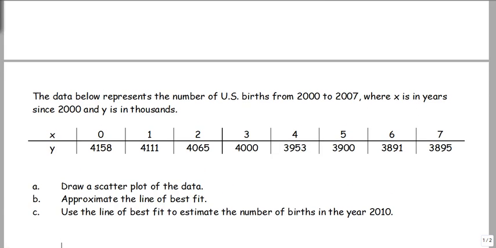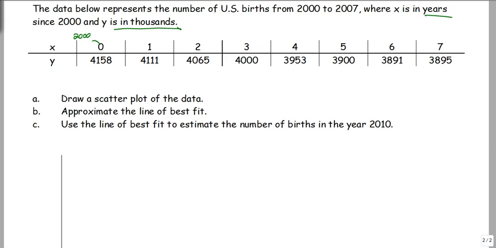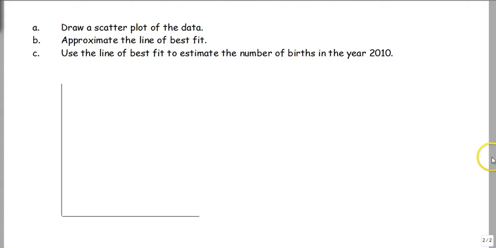All right, so here we go for another entering into the calculator. Data below represents the number of U.S. births from 2000 to 2007, where X is in years since 2000, so that means that this is representing, again, 2000, but we're going to use 0, and Y is in thousands. So this is basically 4,158,000 people. All right, so draw a scatter plot of the data. Let's draw a scatter plot. I'm going to just say 0, 1, 2, and so on and so forth.